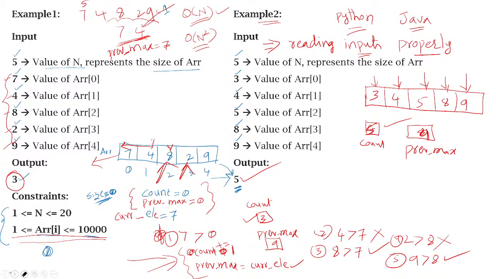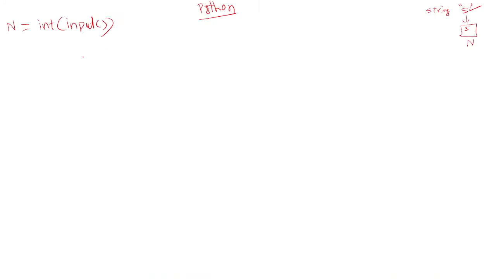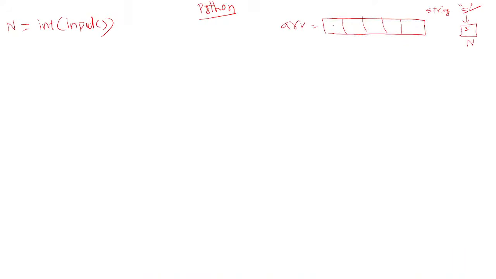Here I'll explain. Generally, what you do is read these values and store them into an array. So you declare an array here and you store all the elements into the array, like this. So 7 4 8 2 9, you'll store into the array.